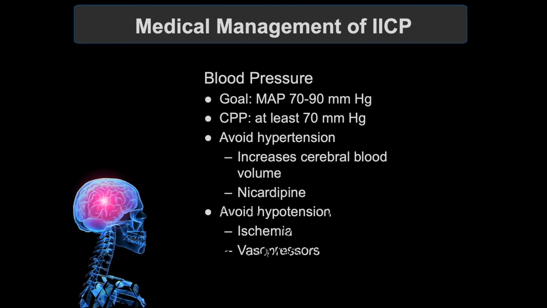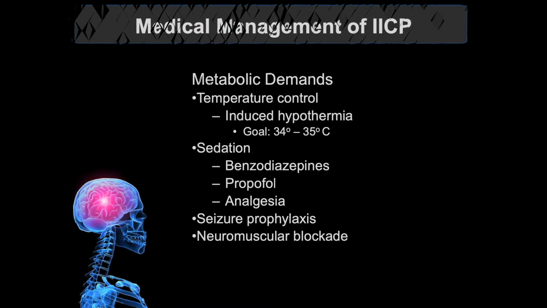Monitoring and managing metabolic demands is yet another goal of the team, and this means temperature control. This may include induced hypothermia, with the goal of maintaining the patient's temperature between 34 and 35 degrees centigrade as a way to reduce the metabolism of the brain. It may also be accomplished by the use of sedation, using such agents as benzodiazepines, propofol, analgesic agents, maintaining seizure prophylaxis, and even paralyzing the patient using a neuromuscular blockade.